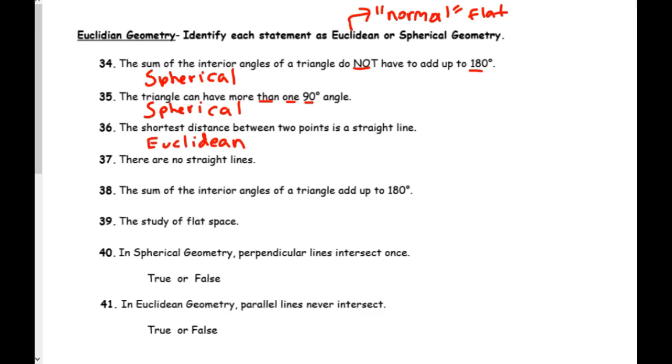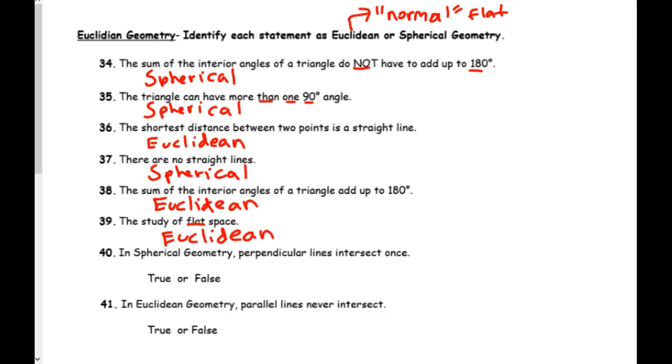There are no straight lines. That would have to be spherical. In spherical, we call them great circles, not straight lines. The sum of the interior angles of a triangle add up to 180. That's regular, flat, Euclidean geometry. And again, flat space is Euclidean geometry.